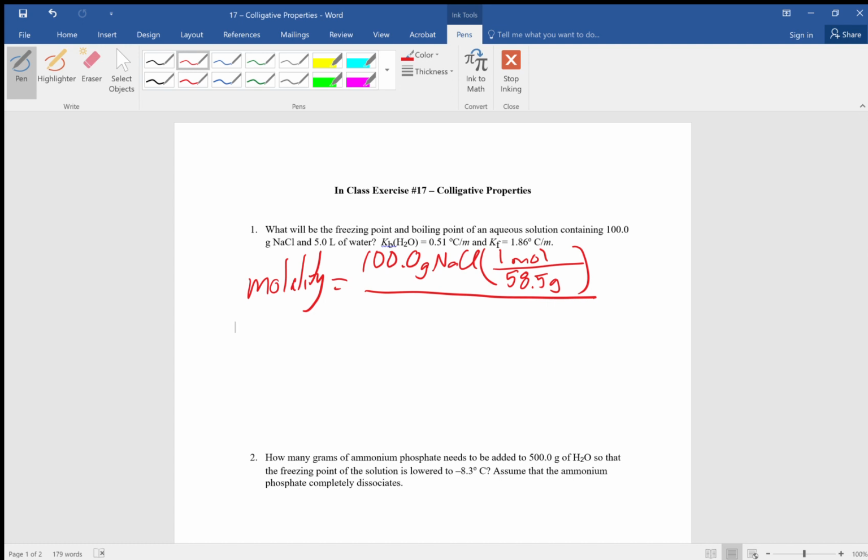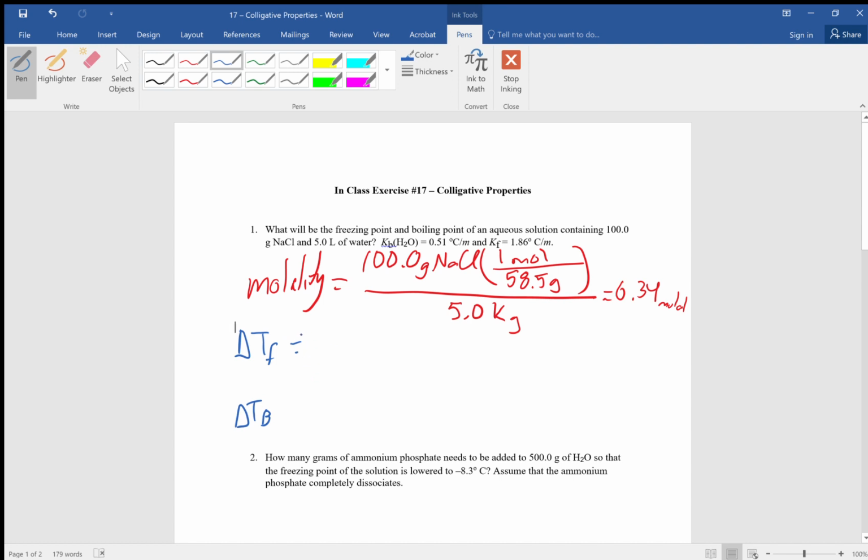Water, recall, is 1 gram per milliliter or 1 kilogram per liter. So that 5 liters becomes 5 kilograms. And we get a molality here of 0.34 molal. From there, we can calculate our changes in freezing point as well as our changes in boiling point.